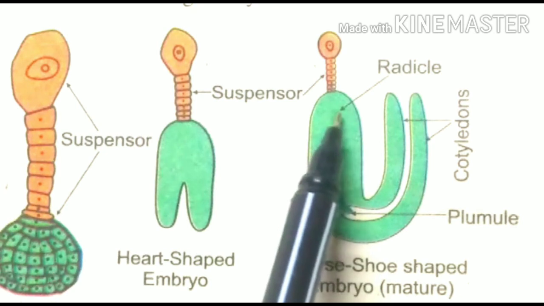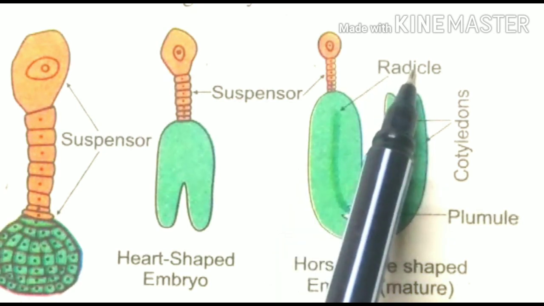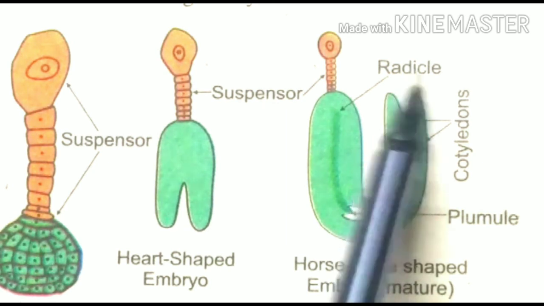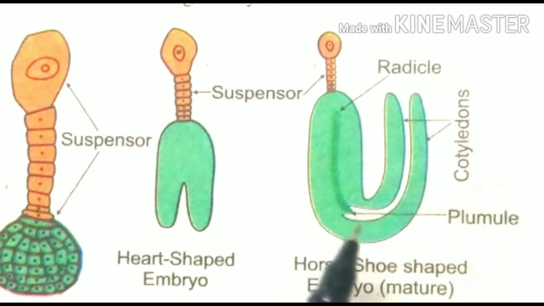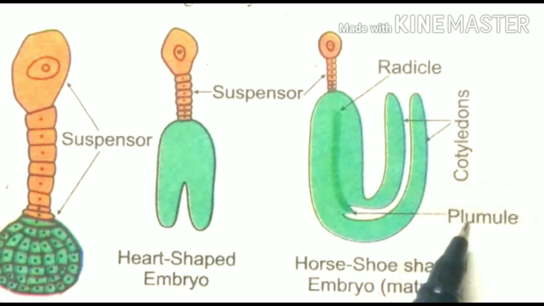During seed germination, from the radicle the root is developed. Likewise, from the plumule, the shoot will be developed.